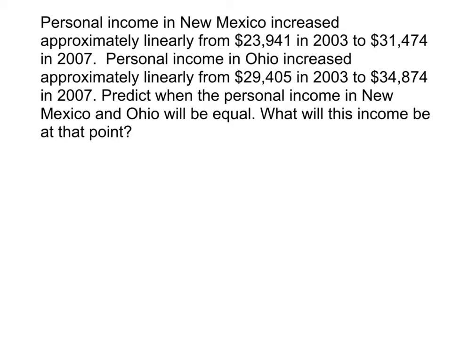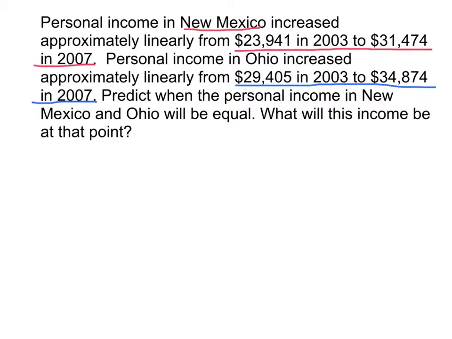The problem deals with personal income in New Mexico versus Ohio. The problem says that both of them are changing approximately linearly, so we can assume it's a straight line. For New Mexico, it went from 23,941 in 2003 to 31,474 in 2007. In Ohio, it changed from 29,405 in 2003 to 34,874 in 2007. And we are asked to predict when the personal income of New Mexico and Ohio will be equal, and what the income will be at that point.